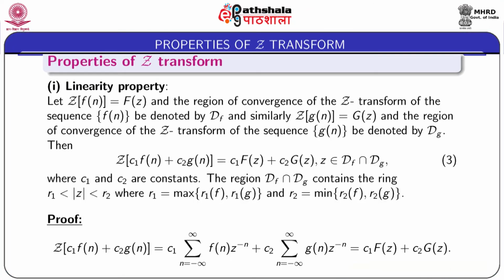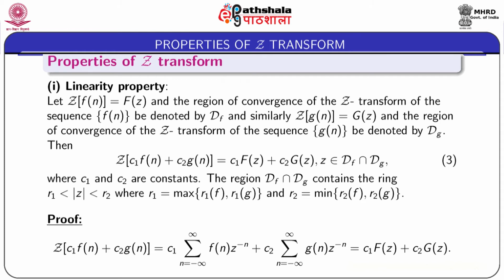So far we have learnt about Z transform, and we have found the Z transform of certain functions. Now we shall learn about the properties of Z transform. First property is the linearity property. Let Z transform of f(n) be denoted by capital F(z), and the region of convergence be denoted by Df, and similarly capital G(z) is the Z transform of small g(n), and its region of convergence be denoted by Dg.